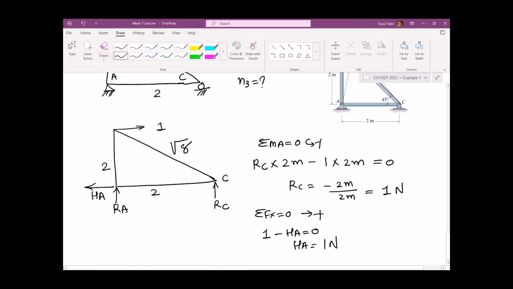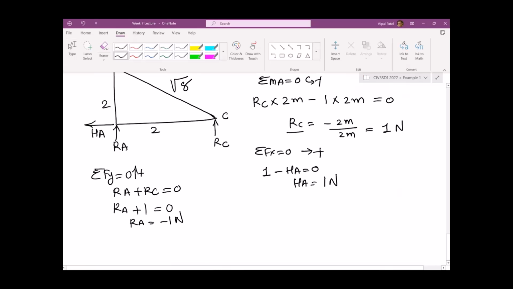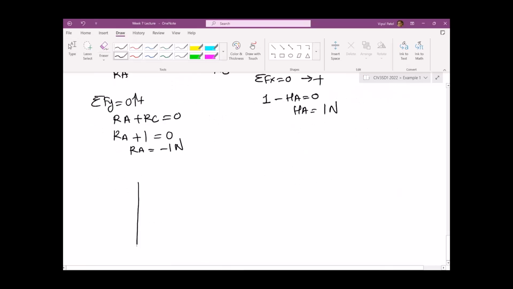And then you have the sum of the forces in the y direction, with upward as positive: RA plus RC equal to 0, and RC is 1. So RA equals minus 1 newton. Right, so we find all the reaction forces.